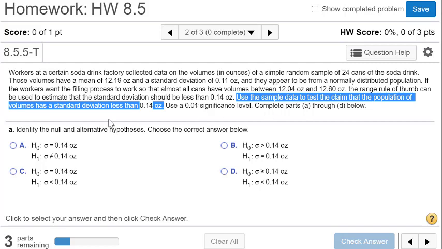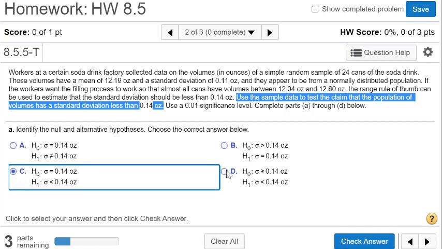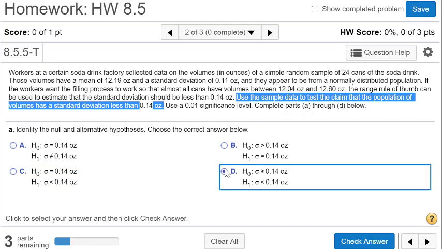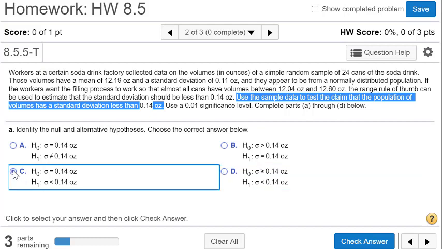Alright, so our claim is to say that the standard deviation is less than 0.14. So there is a less than sign for C and there's a less than sign for D. Now the H0 should have the condition of equality. I think either of these should actually work, but we've been used to having the H0 with an equal sign. So let's select C.